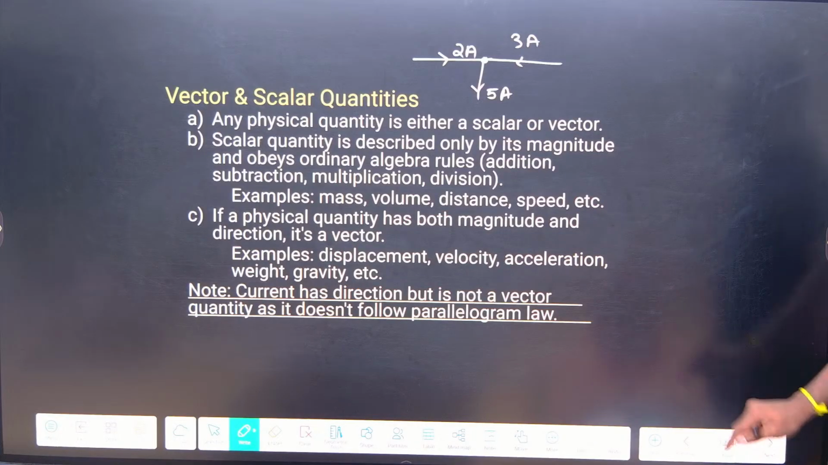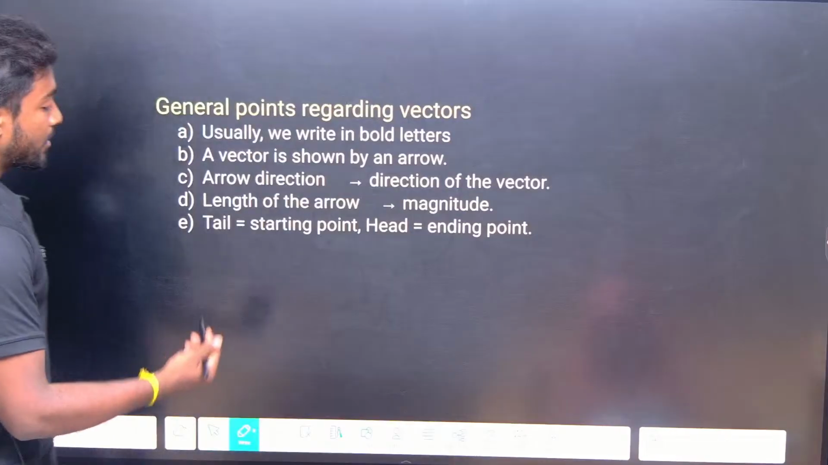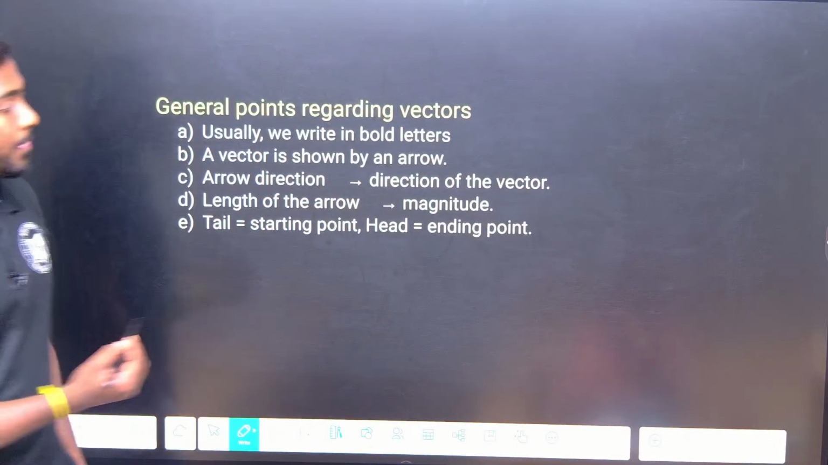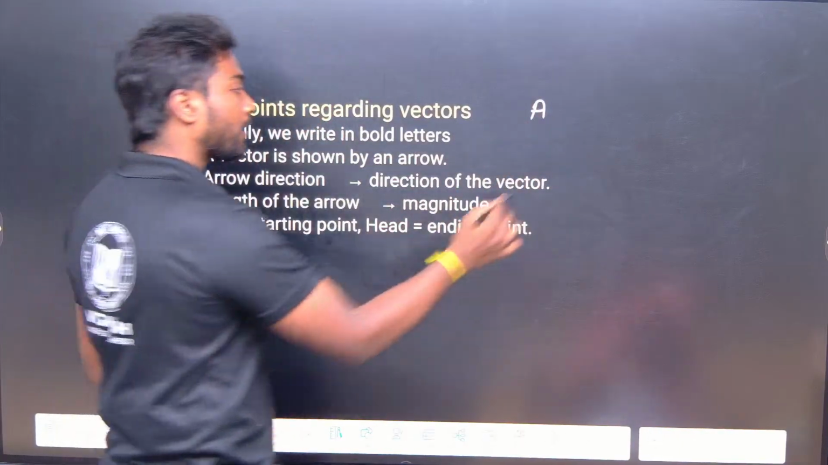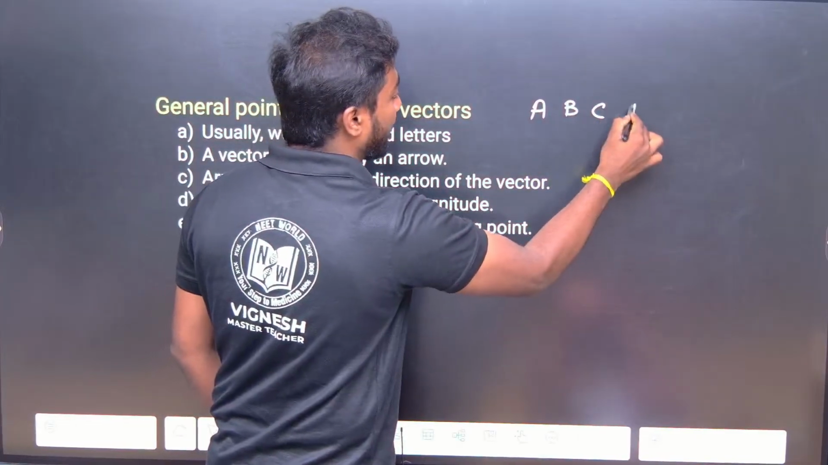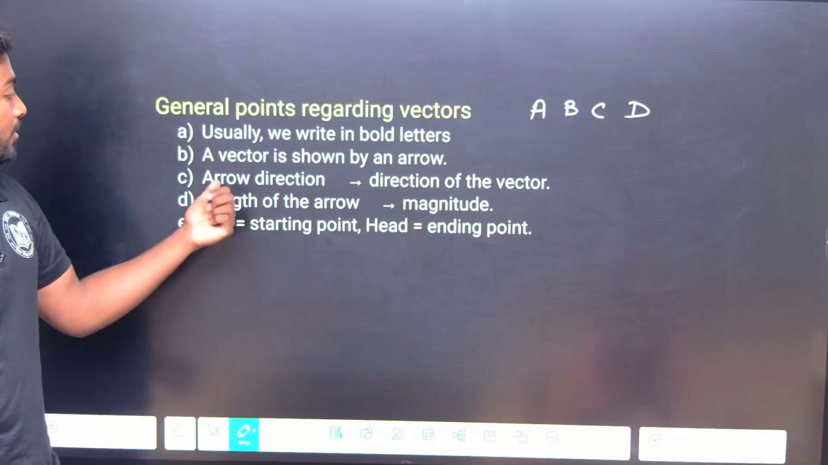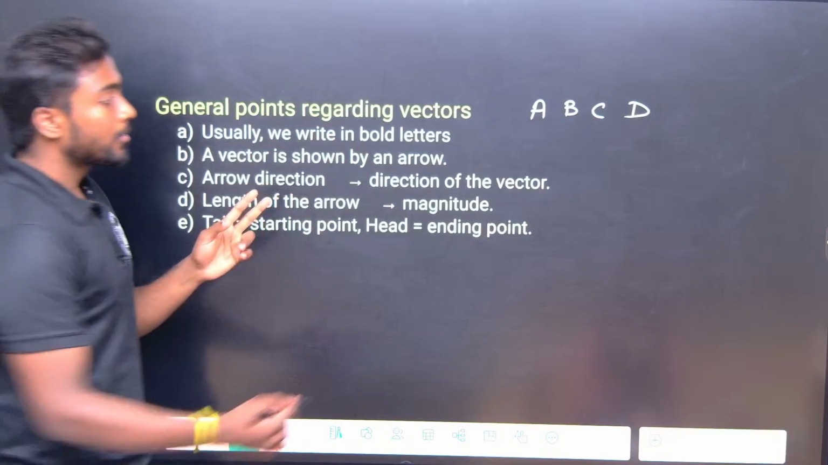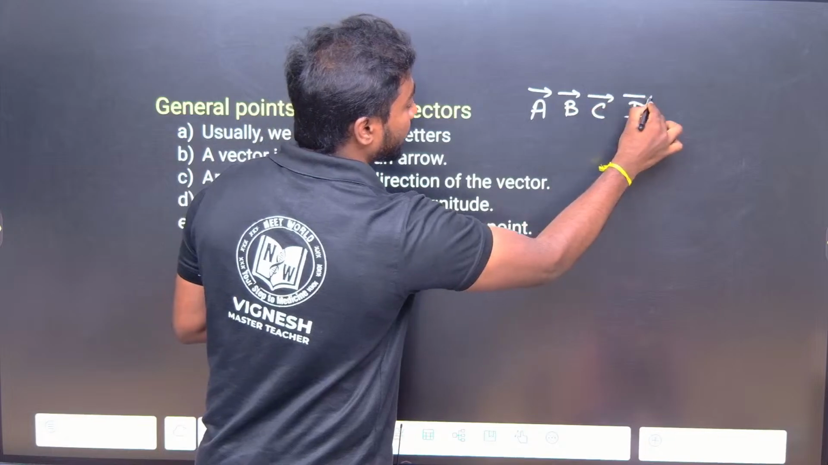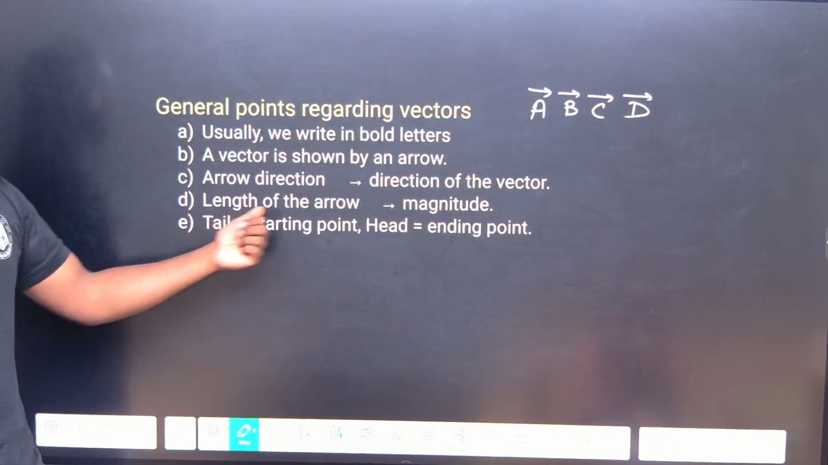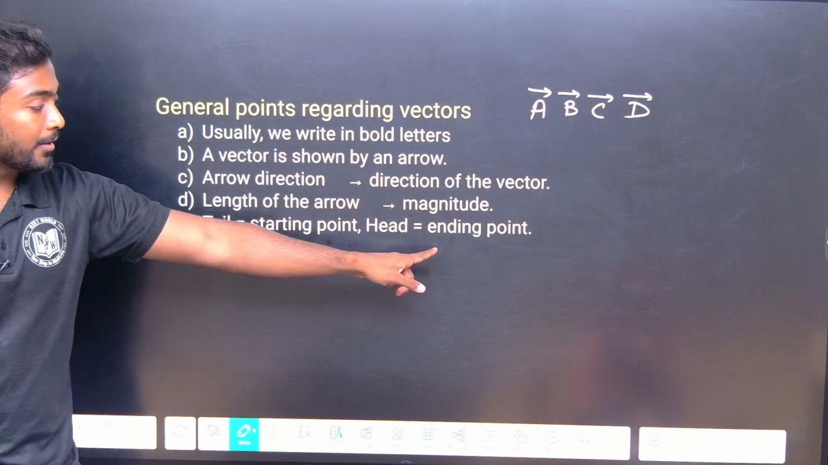Done. So, general points regarding vectors. Usually we write them in bold letters. Bold letters in the sense of capital letters. So if I write a vector A, it should be written in capital letters, or capital B, capital C, capital D, like that. The second point is a vector is shown by an arrow, with the direction from left to right. So this is my vector A, vector B, vector C, vector D. And the fourth point is the length of the arrow gives the magnitude. Tail is the starting point, head is the ending point.